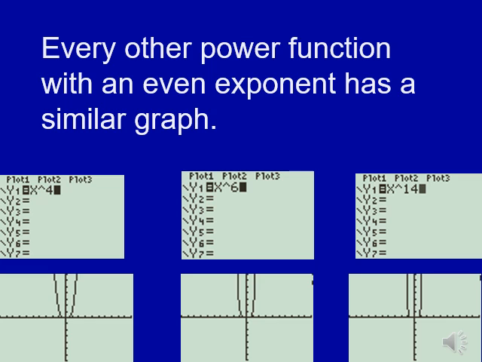X to the 14th looks a little weird when I graph it on the calculator, but it still is going to end up touching at the origin. It's because it honestly goes up so fast that the calculator can't show it as well.